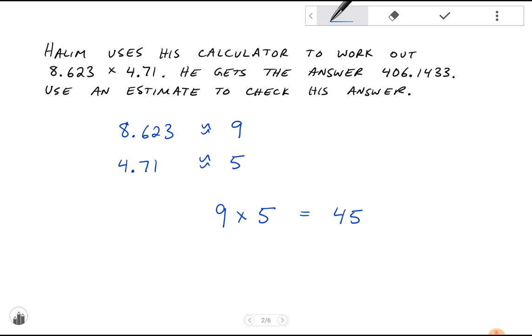So now we look and we see, well, Halim used his calculator and he got 406 with some change. 45 is nowhere near that, right? 406 is nowhere near 45. So the value should be close to here. Maybe it's 40.12 or maybe it's 48.37. Something near 45 is what we would expect from our estimate. However, this is not anywhere near there. So Halim must have made a mistake on his calculator to get this value.